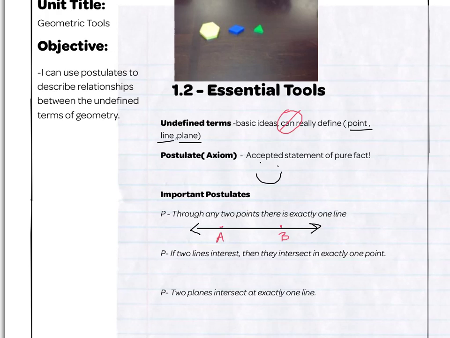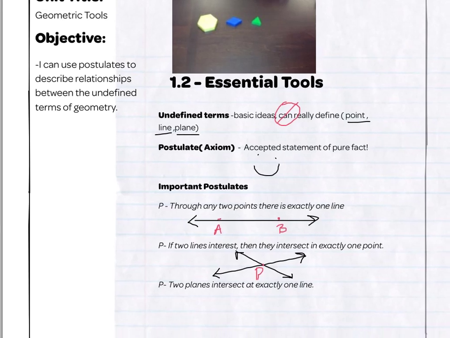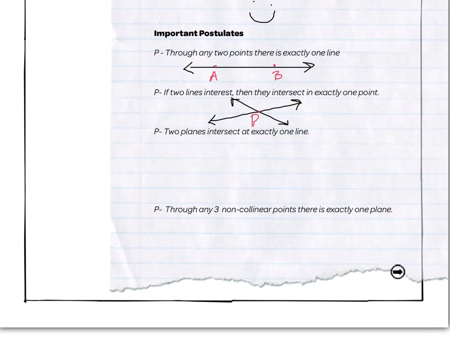The next postulate says if 2 lines intersect, then they intersect in exactly 1 point. All right, so we're going to draw 2 lines. And here's another one. And they did intersect at exactly 1 point, and we'll label that point P, the point of intersection.